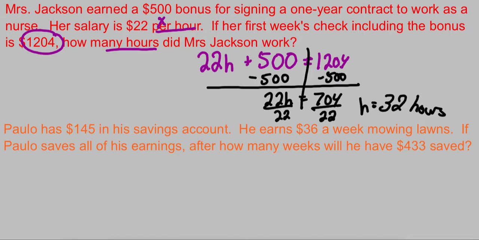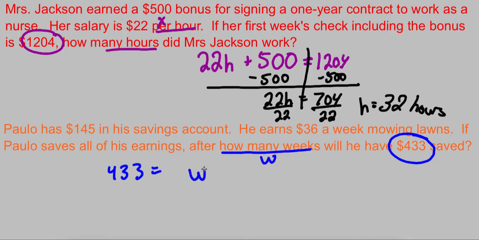Paulo has $145 in his savings account. He earns $36 a week mowing lawns. If Paulo saves all of his earnings, after how many weeks will he have saved $433? So total amount, $433, goes after the equal sign. Step 2, we want to know how many, so our variable is weeks, W.